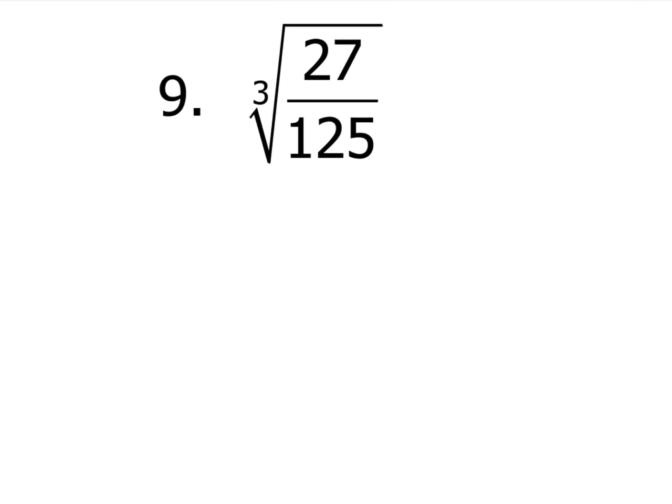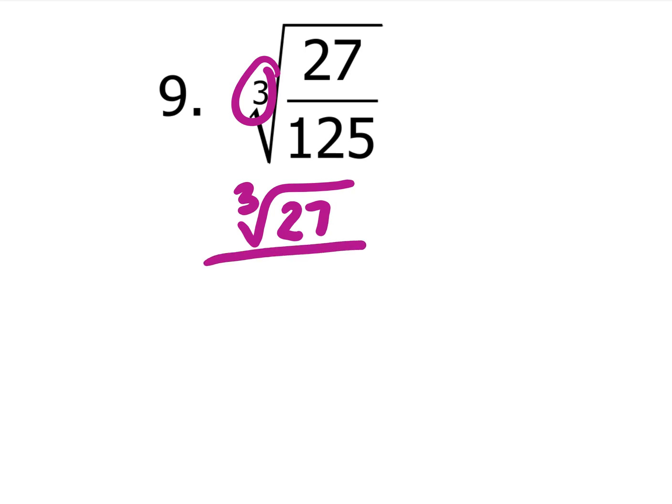Number 9 is just like the one earlier. You can take your cubed root, we're looking for groups of 3, and you can split it top and bottom. So I'm going to rewrite my fraction: cubed root of 27 over the cubed root of 125.